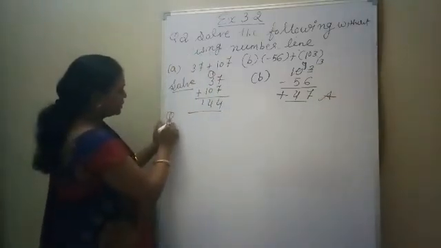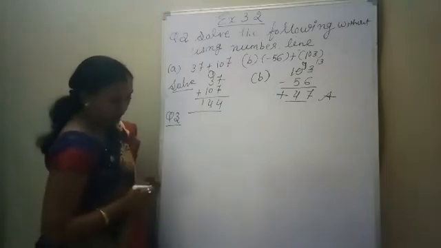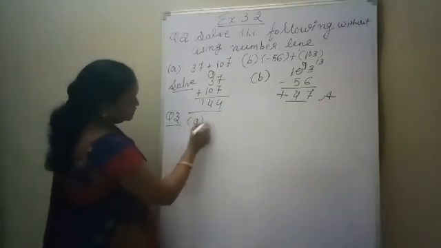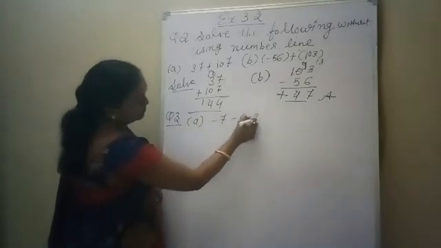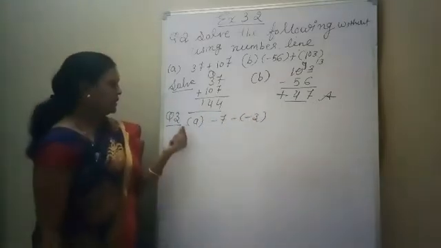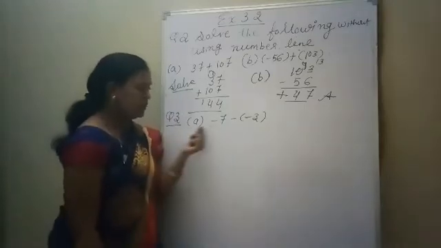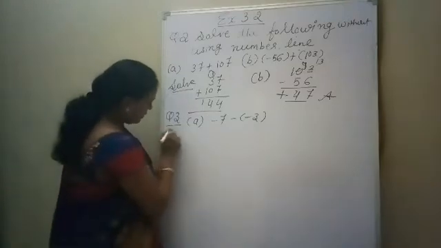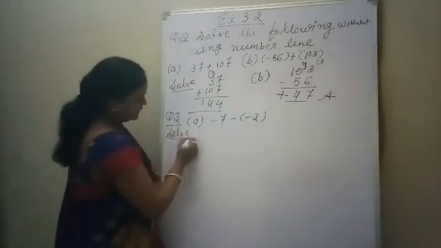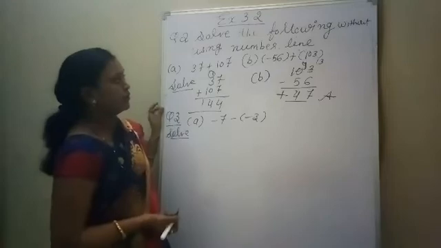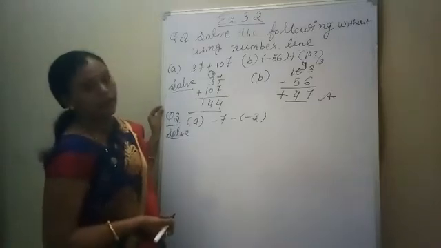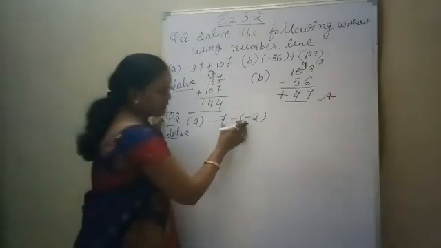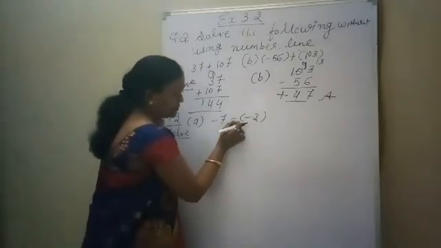Now come to question number 3. In question number 3, you have to solve by using the number line. Solve the following by using the number line. But when we solve the question, one difference is there. In question number 1, when we solved by using the number line, there was an addition. In question number 3, in between two integers, there is a subtraction.